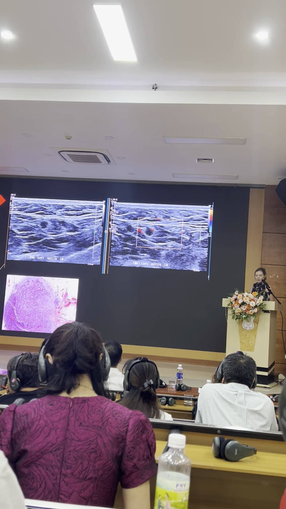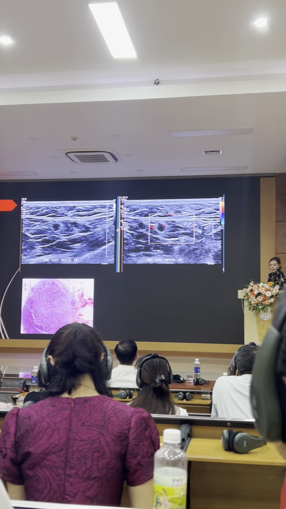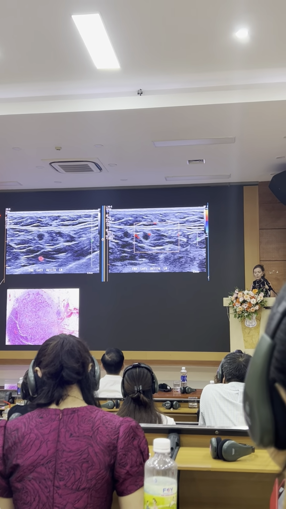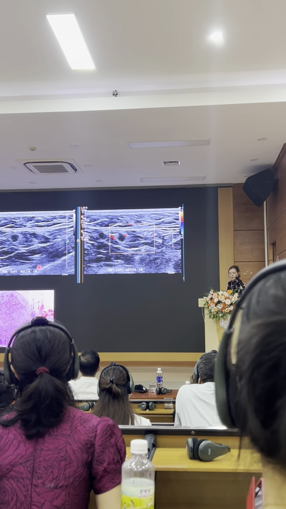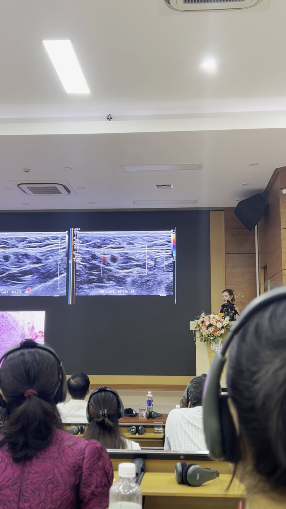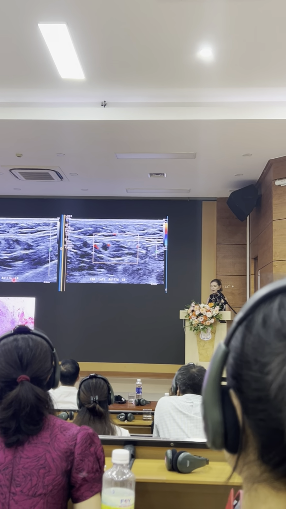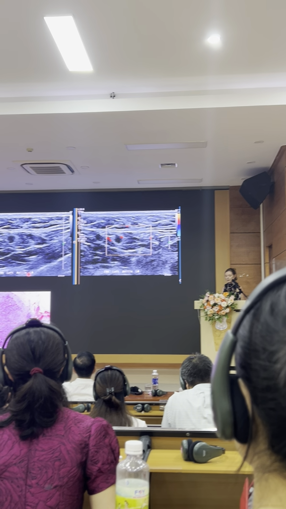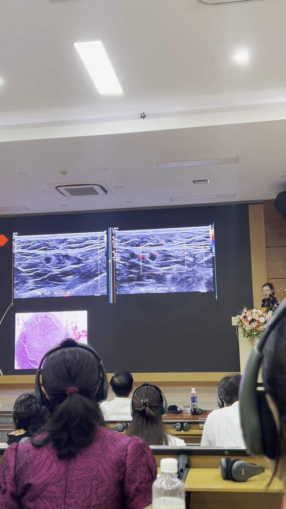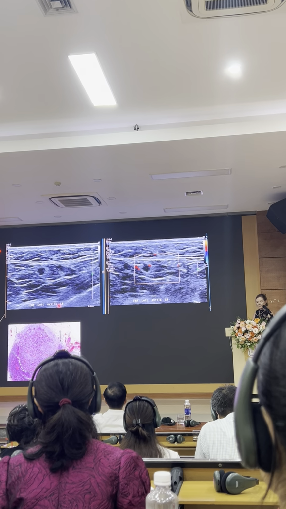This is what it looks like on histology when it actually breaks through the cortex, and that was proven when she actually had the nodes removed in surgery. And having these tumour cells perforating the lymph node capsule is actually associated with increased risk of recurrence.